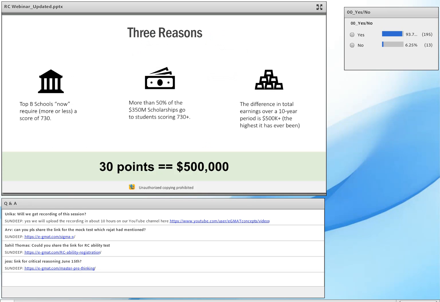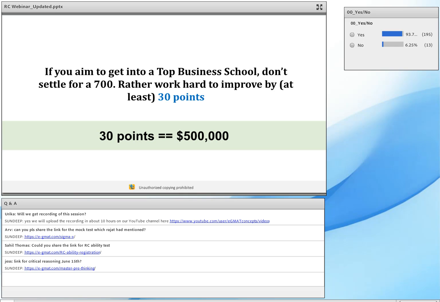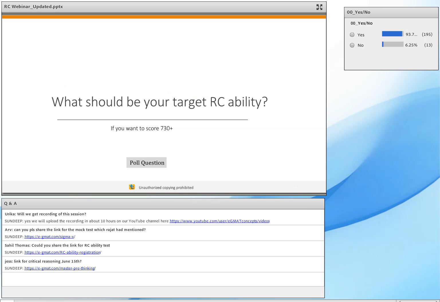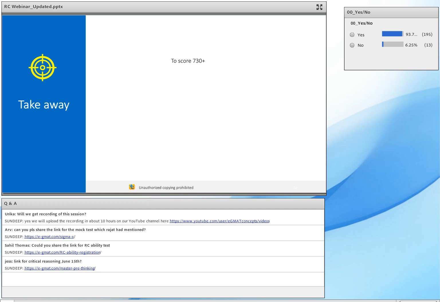Okay, so here's some motivation for you to get to that score of 730 or higher. With that, let's go right into GMAT RC. If you want to get to that score of 730 or higher, or 740 or higher, you should aim for that 90th percentile ability. Why? Because that makes things a lot easier.